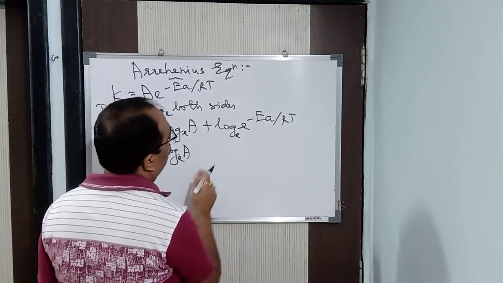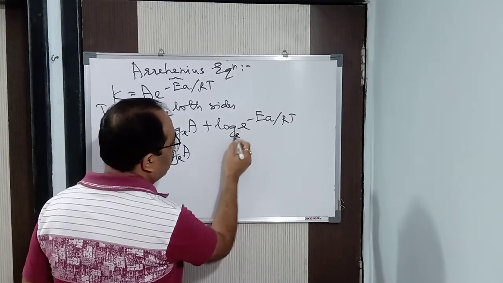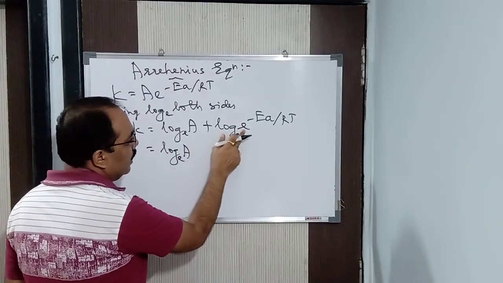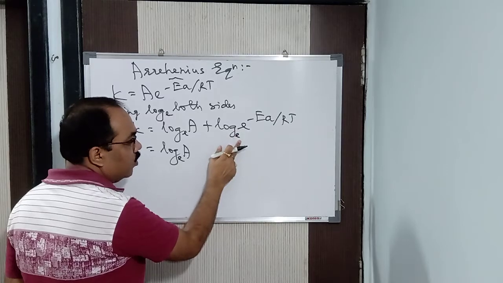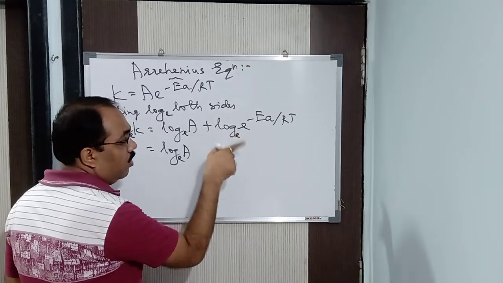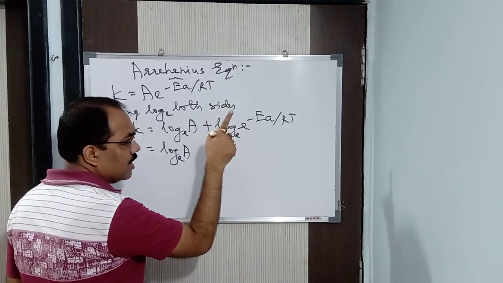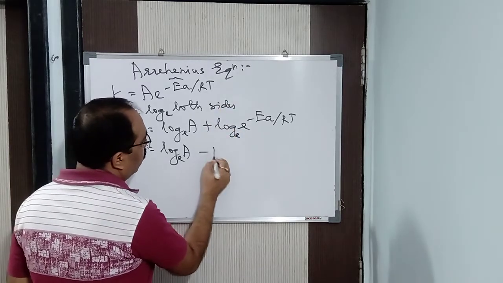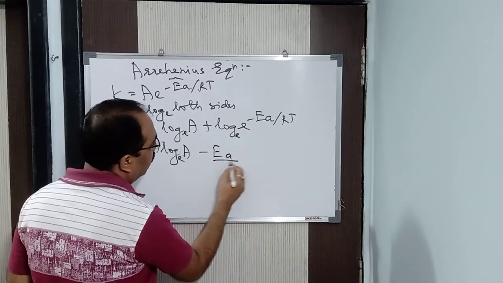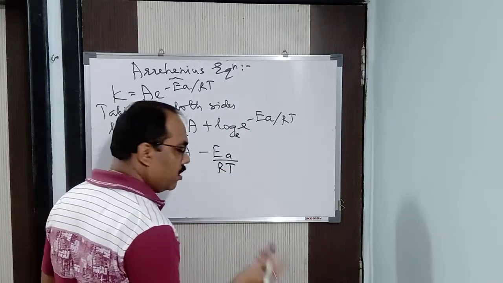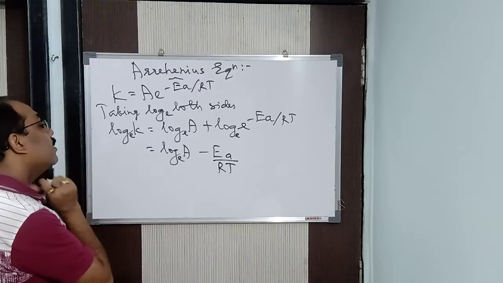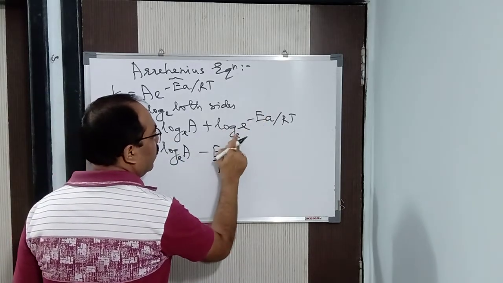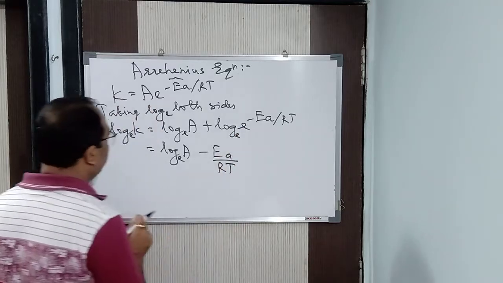Clear? Now here, you can see log base e of e. When the number and the base are both the same, the value is what? 1. Log base 10 of 10, how much is it? 1. Log base x of x, how much is it? 1. Log base a of a, how much is it? 1. So here it is 1. So 1 times minus Ea by RT is minus Ea by RT. Log base e of e is 1, so it becomes minus Ea by RT.